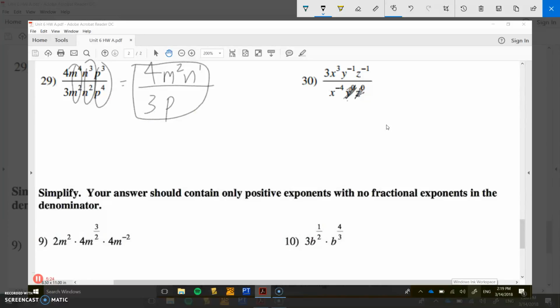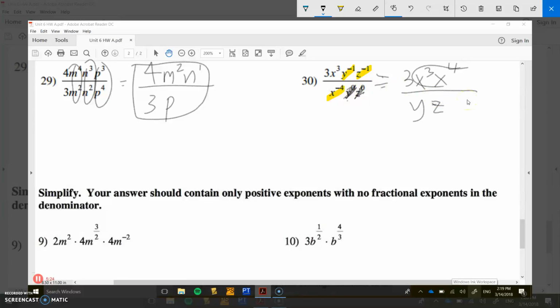Alright, last one. I see a 0 rule, my favorite. I see a 0 rule. I see a negative rule, a negative rule, a negative rule. So, rewriting 3x cubed, and I'm going to move these x's up top, x to the 4th, and then these two both move down, and they have an exponent of 1, so I'm not going to write it. I'm just going to write y, z.